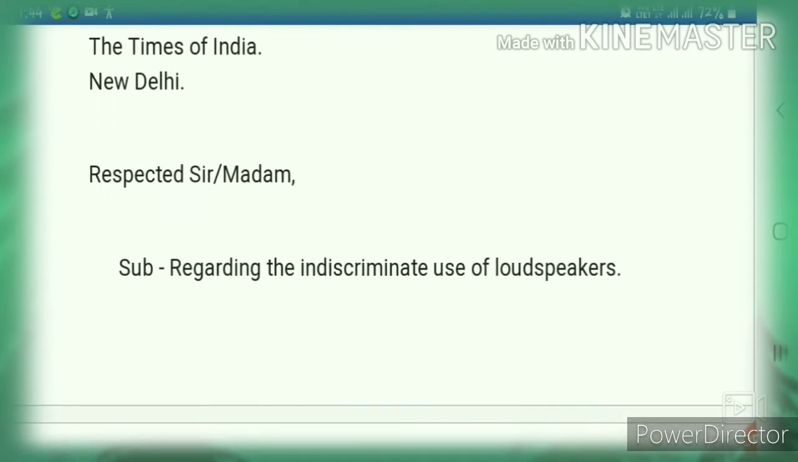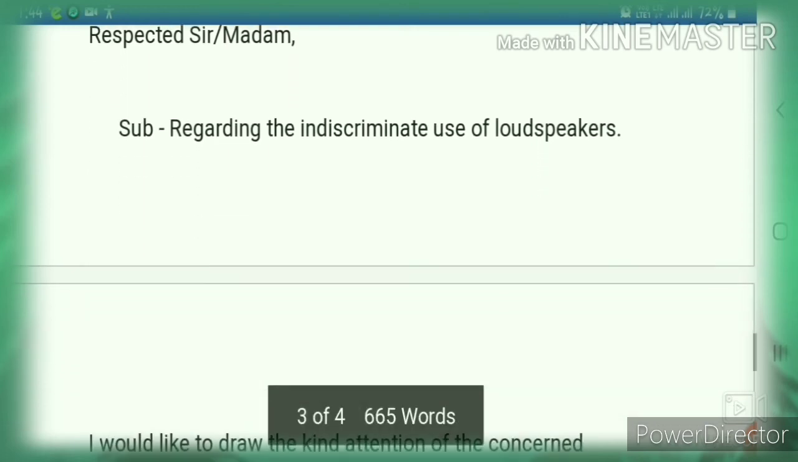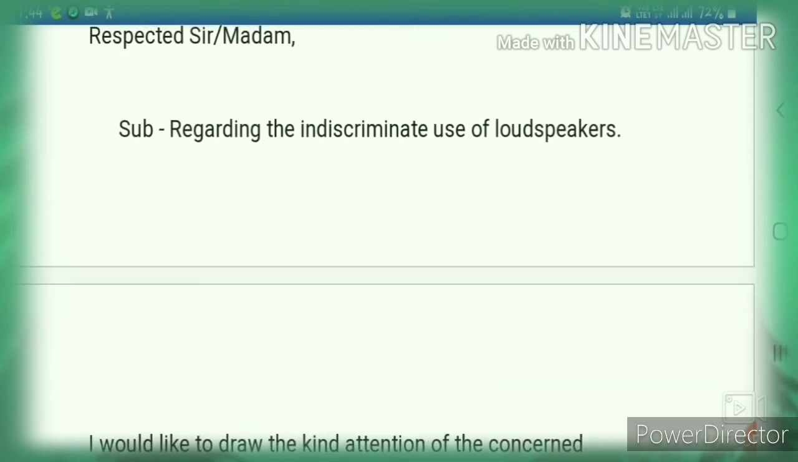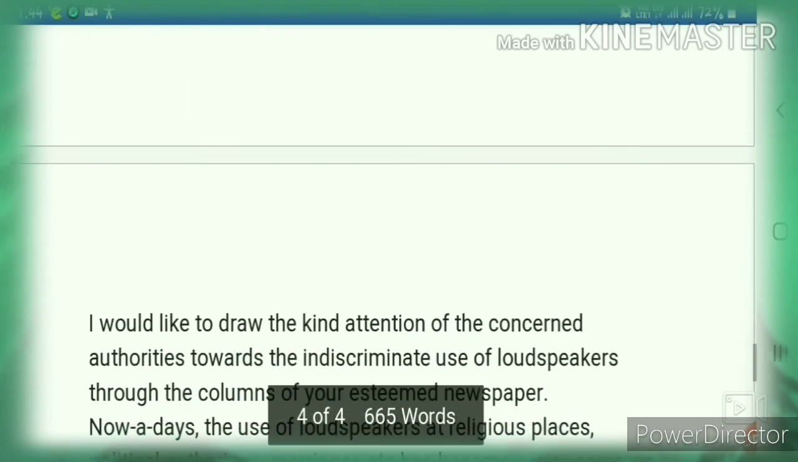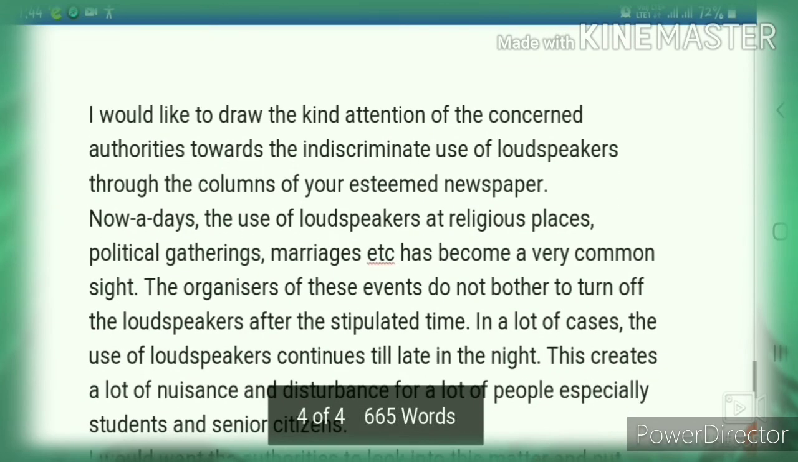As I told you earlier, this is a formal letter, so you will have to use formal words. Here we can write "Respected Sir or Madam". We are writing both because we do not know who the editor of Times of India is, whether he is male or female, so we write both. It will be understood by the person. After that, we leave one line and write the subject. So the subject of this letter will be: regarding the indiscriminate use of loudspeakers. This is your subject.